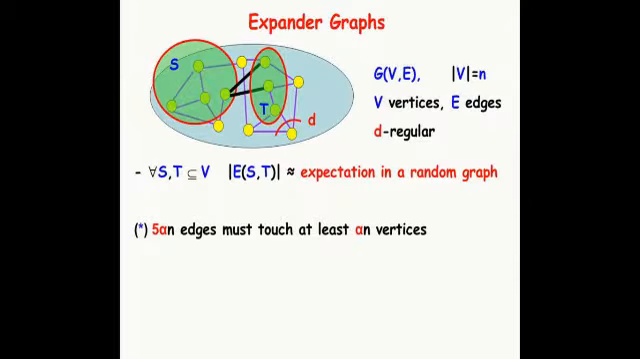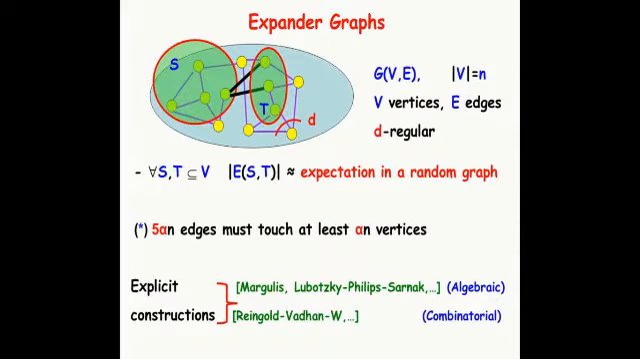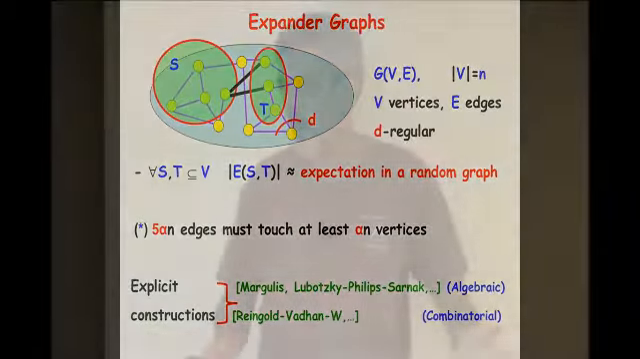These graphs have many wonderful properties, many wonderful applications. For us, what's relevant is that edges are spread. They cannot concentrate on a few vertices. If you have some fraction of the edges, then they'll touch roughly the same fraction of vertices. That's what we'll use here. And the other important thing about these expander graphs is that we have efficient ways of generating them. Many different ones, algebraic and combinatorial. We can build expander graphs, and we need to.